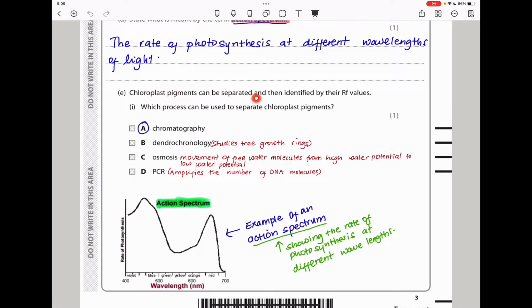Chloroplast pigments can be separated and then identified by their RF values. Which process can be used to separate chloroplast pigments? Because they've talked about the RF value, you automatically know this should be chromatography. So the answer is A. However, you need to know the other definitions. Dendrochronology studies tree rings or growth of tree rings. Osmosis is the movement of free water molecules from a region of high water potential to a region of low water potential. And PCR amplifies the number of DNA molecules. So the only correct answer here was chromatography.